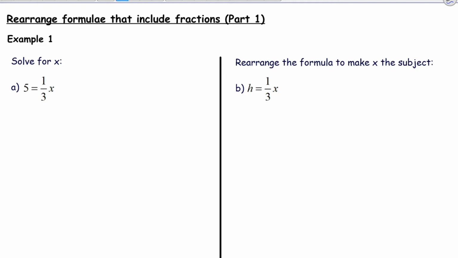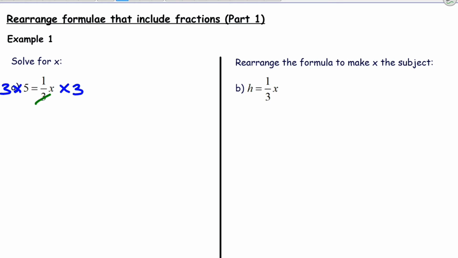As we have seen, you can use the processes involved in solving equations to rearrange formulas. And I'm going to show you here how the process of solving the equation on the left can be used to rearrange the formula on the right to make x the subject. So the first step can be to multiply by 3 on each side. The opposite of dividing by 3 is multiplying by 3, so we are trying to get rid of that denominator by multiplying by 3 on each side.